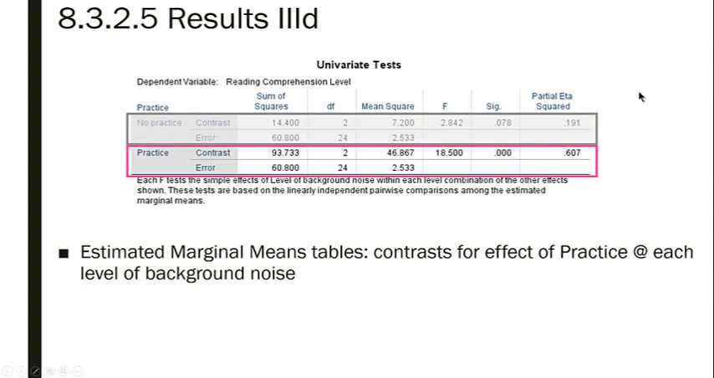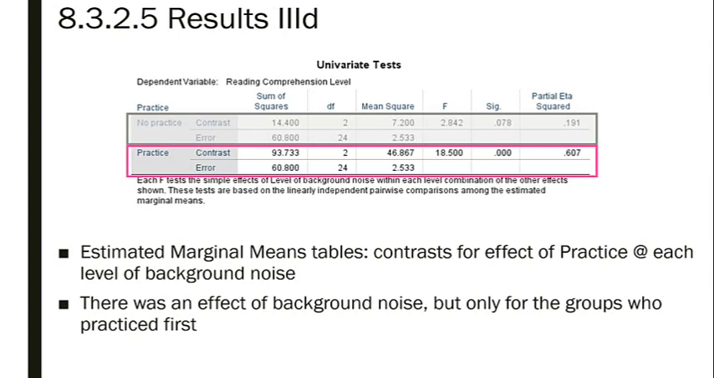The effect of level of background noise is not statistically significant for the participants who did not practice, but it is statistically significant for those participants who did practice. In other words, there was an effect of background noise, but only for those groups who practiced first.